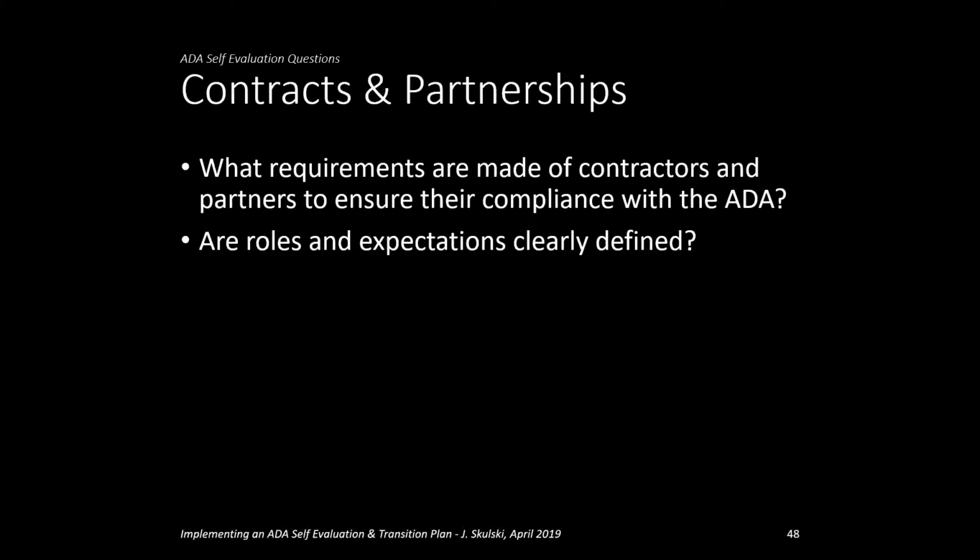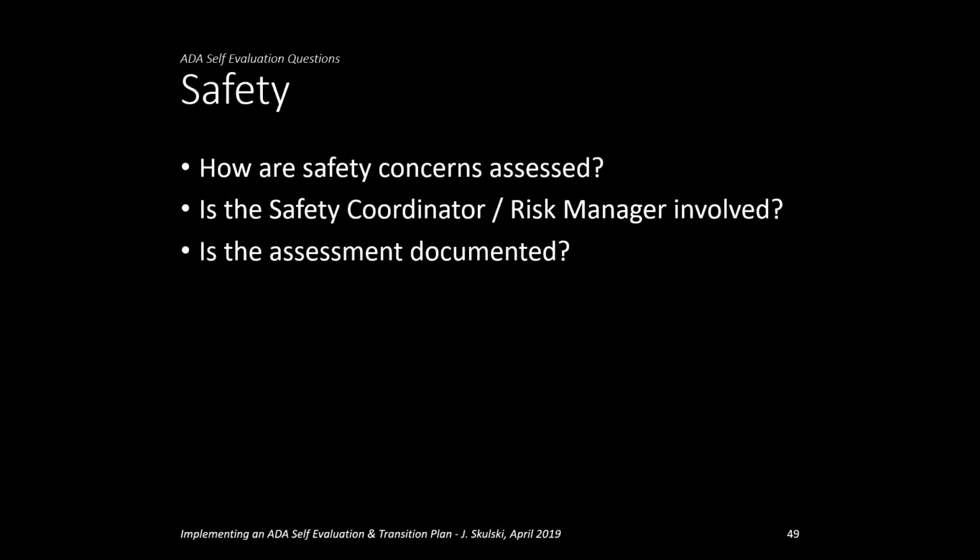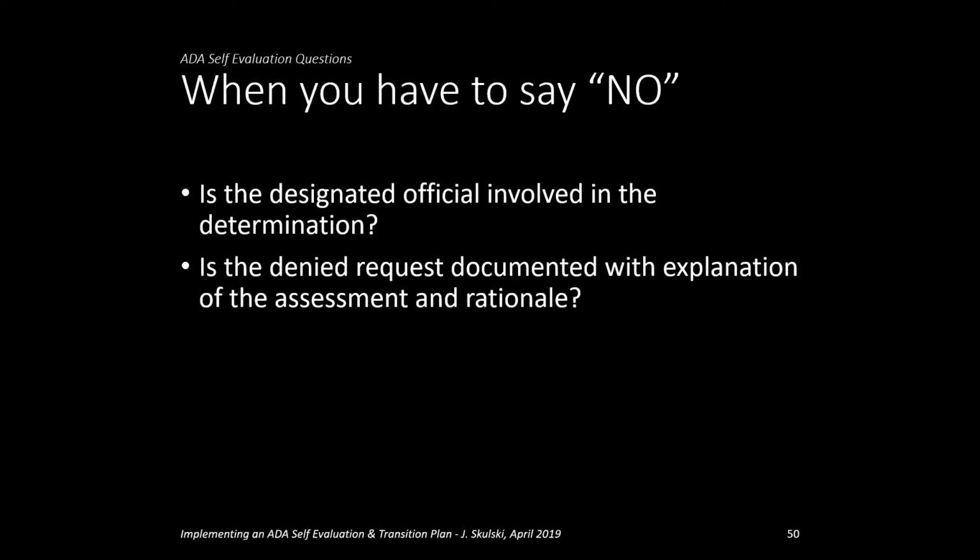And then I'm going to go ahead and skip ahead of these in terms of contracts, safety, and assessment documents. And then also, getting to that, when do we say no? Has the designated official been involved in the determination? Is the denied request documented with a full explanation of what the assessment or the rationale was?